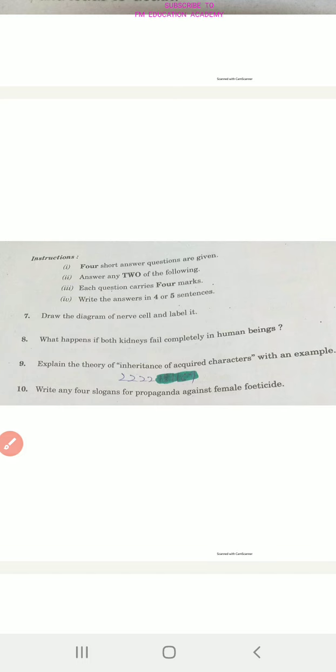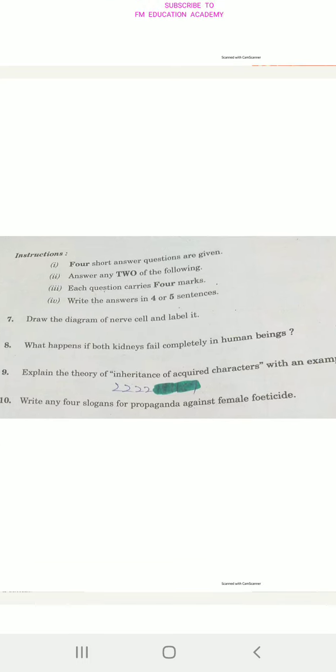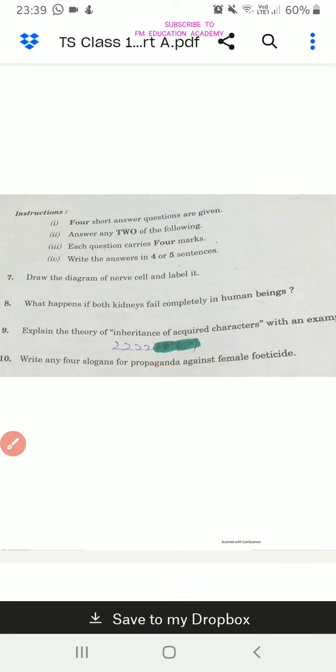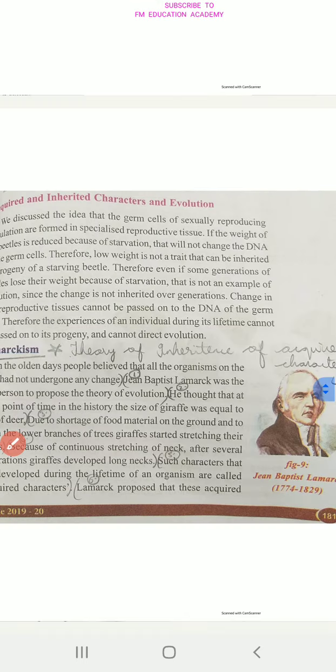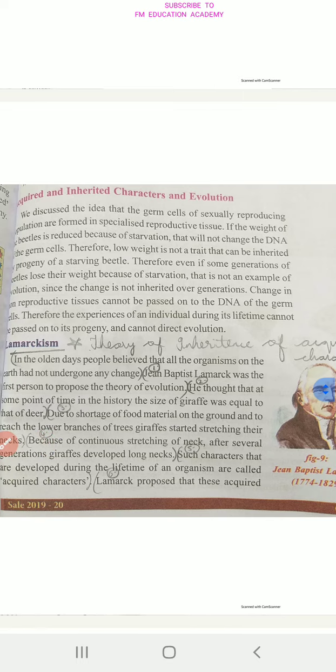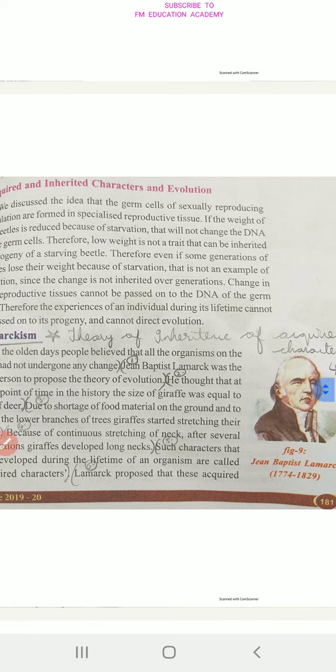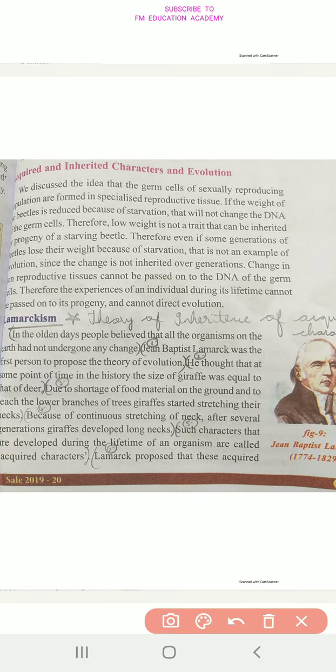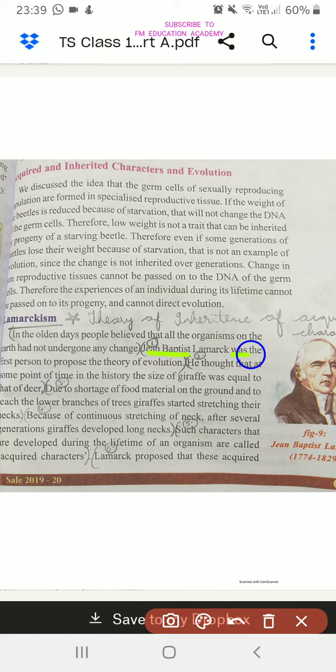Next question is question number 9. Explain the theory of inheritance of acquired characters with an example. So this question is also there in your textbook, okay, on page number 181 from the chapter Heredity and Evolution. So you should write the heading as Theory of Inheritance of Acquired Characters. And the first point which you see here is Jean-Baptiste Lamarck was the first person to propose the theory of evolution. Second point, he thought that at some point of time in the history, the size of giraffe was equal to size of deer.